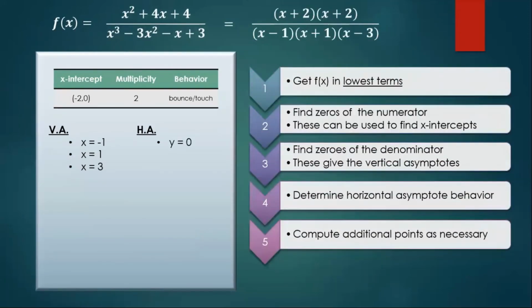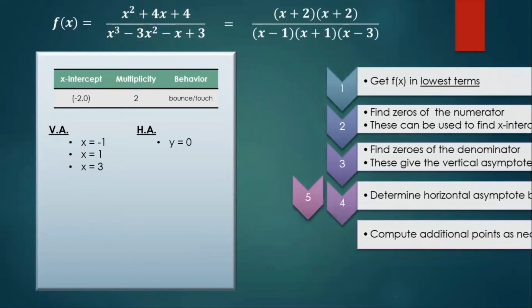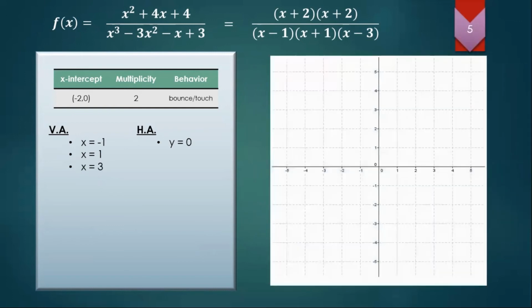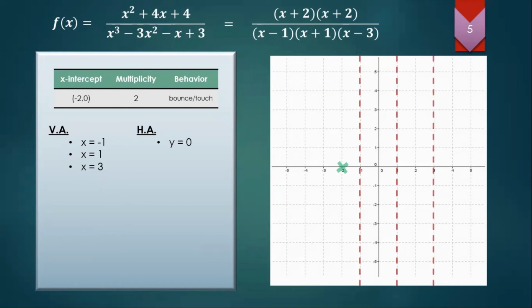Now for the last step, compute additional points as necessary. Before we tackle this one, we actually need to get started on our picture a little bit to figure out what is necessary. I'm going to plot my x-intercept. Just like last time, I'm going to use an x at the x-intercept to help me indicate that this is going to be a bounce, not a cross. I draw my vertical asymptotes, one at -1, one at 1, and one at x equals 3. These are all vertical lines that I cannot cross or touch when I draw the picture. Remember, 1, -1, and 3 are not in the domain.